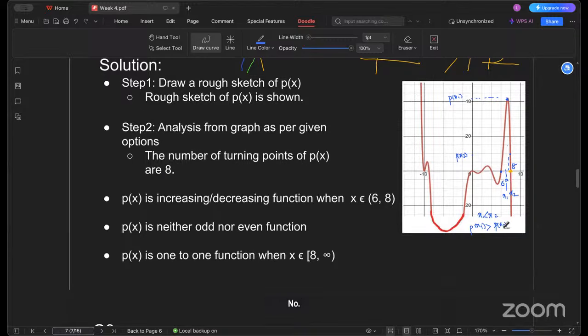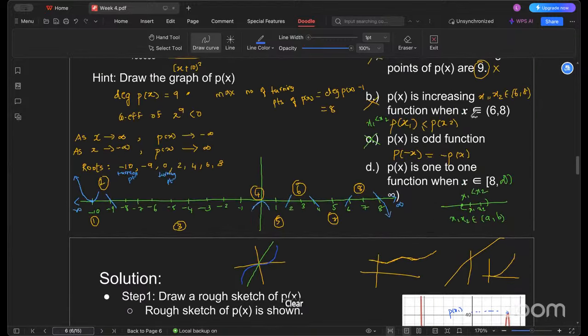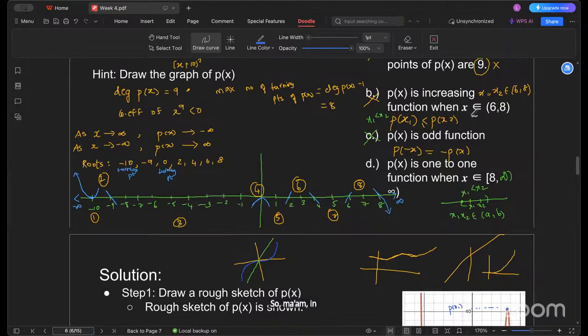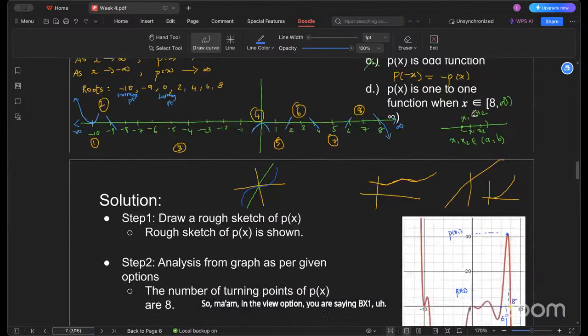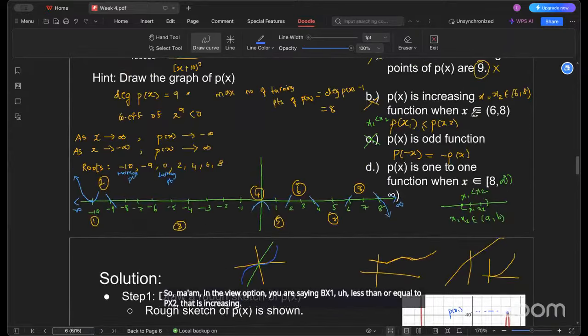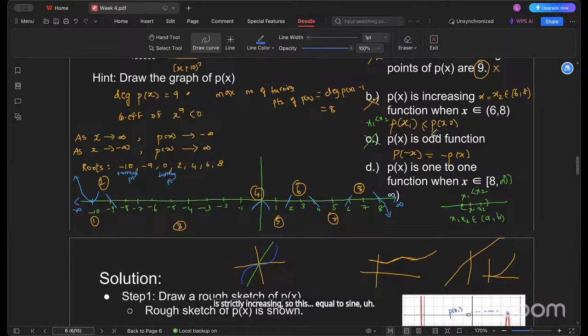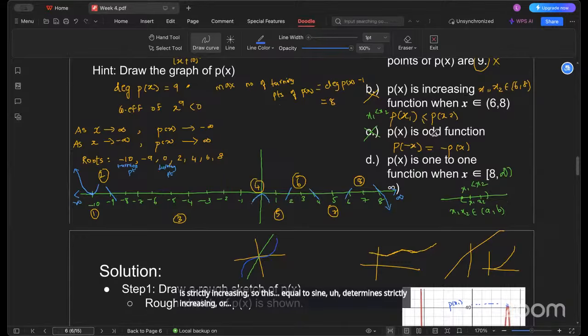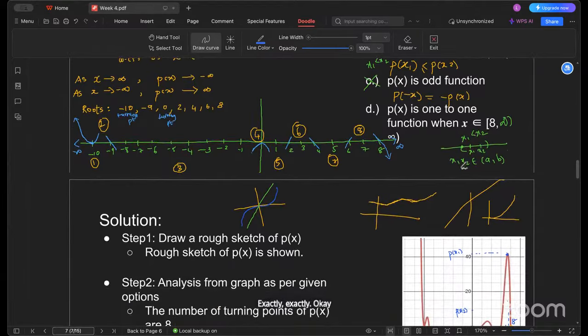Ma'am, in the B option, you are saying P(x1) is less than or equal to P(x2). That is increasing. But if we remove the equal to sign, then it becomes strictly increasing. So this equal to sign determines strictly increasing or just increasing. Exactly.